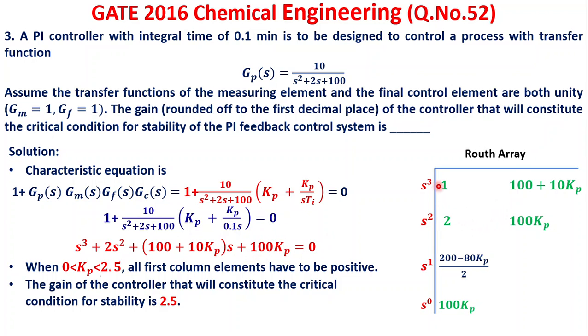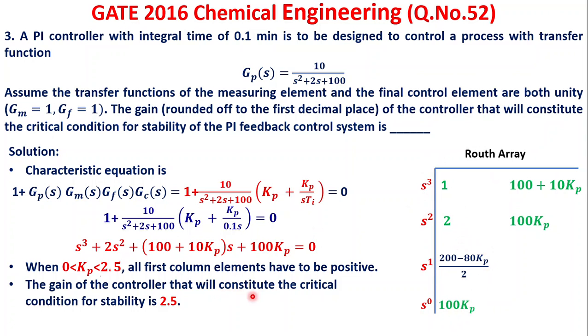So for the system to be stable, all the first column elements are to be positive. Therefore, this should be greater than 0. This should be greater than 0. If this has to be greater than 0, 80 Kp should be less than 200. 80 Kp less than 200 means Kp should be less than 2.5. So Kp greater than 0 and less than 2.5 means all these elements will be positive.